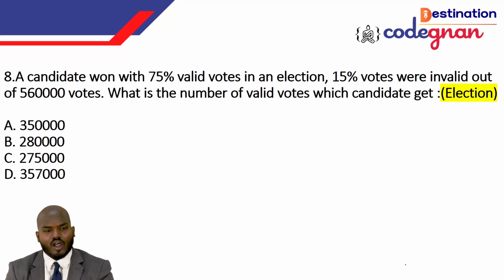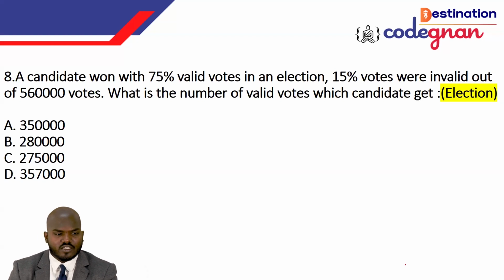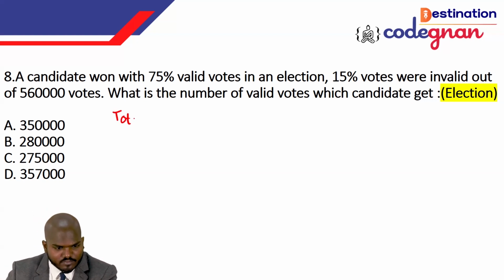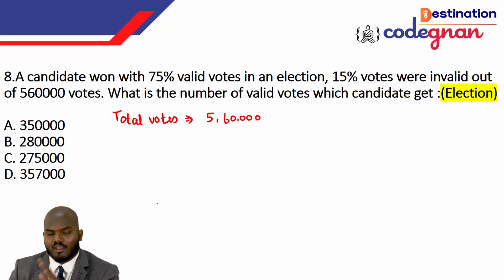Okay, so the candidate won with 75% valid votes in an election. So the 15% votes were invalid out of 5,60,000 votes. So what is the number of votes the candidate got? Okay, so candidate winning the election, 75% of valid votes in an election. So 15% votes are invalid out of 5,60,000. So then, guys, you can say that the total votes is equal to 5,60,000.